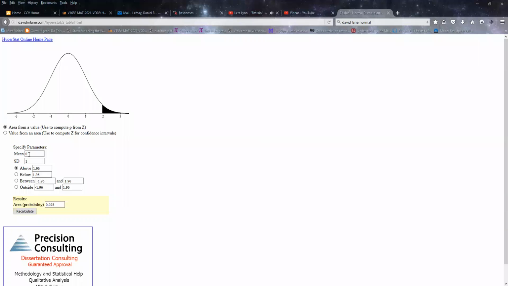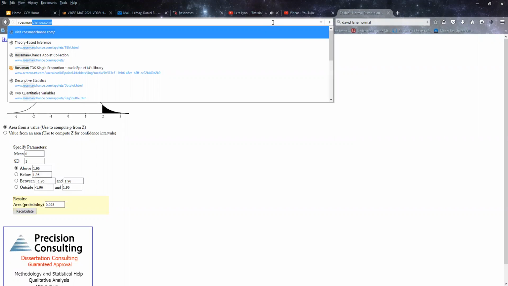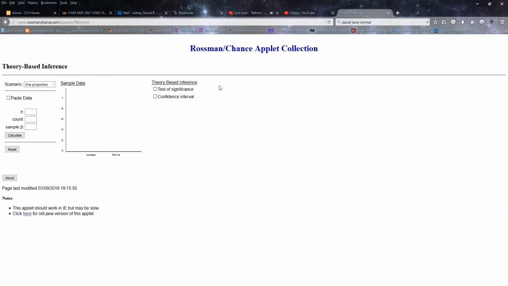Then let me share this here. Let's see, where is it? Here it is. So then my mean is, I'm on the wrong applet. Sorry about that. I'm going to go to Rossman Chance. One thing about live recording. Here we go.